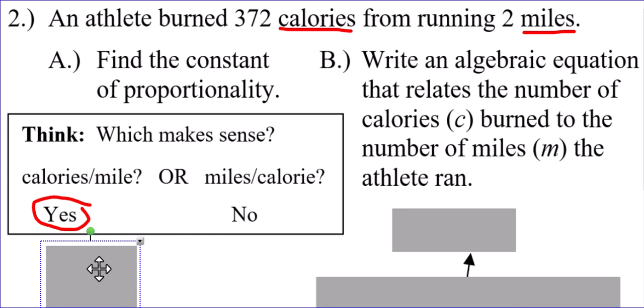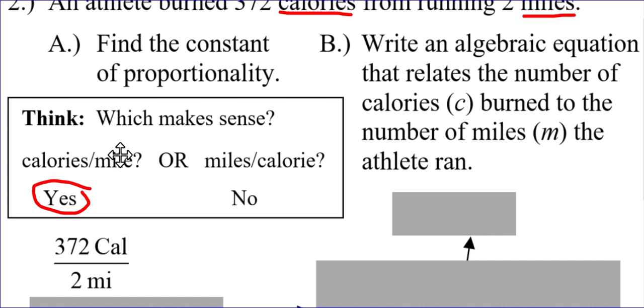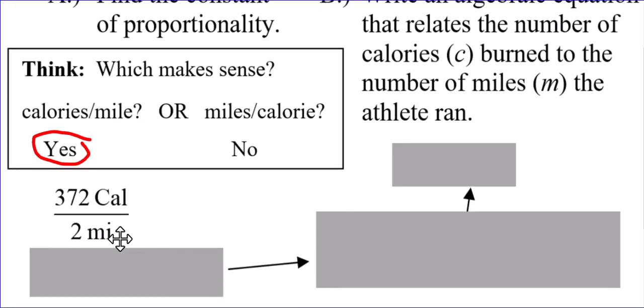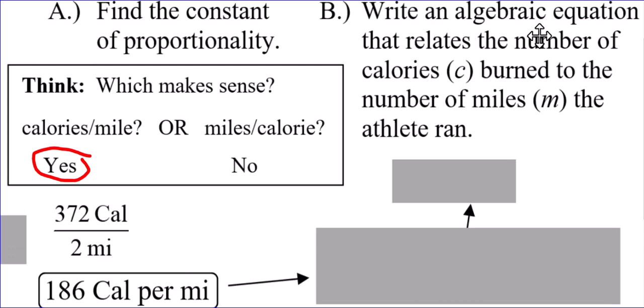So what we're gonna have to do for our work is make sure calories is first, that's up on top, and miles is second, which means that's on the bottom, the denominator of the fraction. We will divide in our calculator, giving us 186. Calories is first, per mile is second, so that's to the right of the word per. Part B, write an algebraic equation that relates the number of calories. Okay, they're telling us to pick C for calories burned to the number of miles M, so M is for the miles, that the athlete ran.